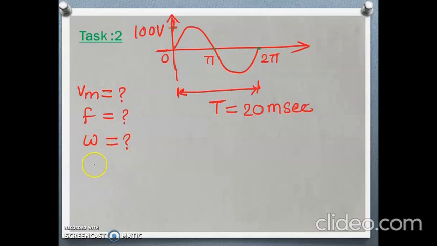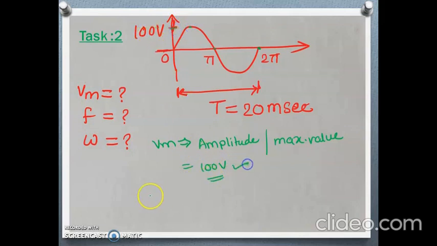Okay, so let's calculate. We know Vm is the amplitude or maximum value of the AC quantity. So Vm will be, this is the maximum value and this is 100 volt. So Vm will be 100 volt. This is the first answer.